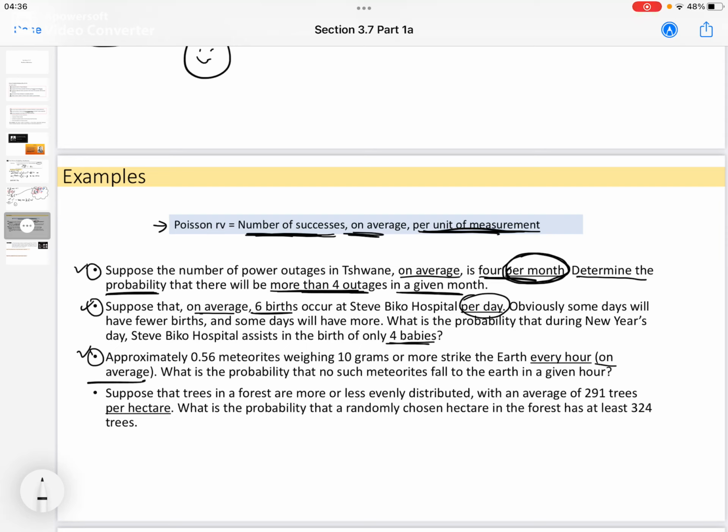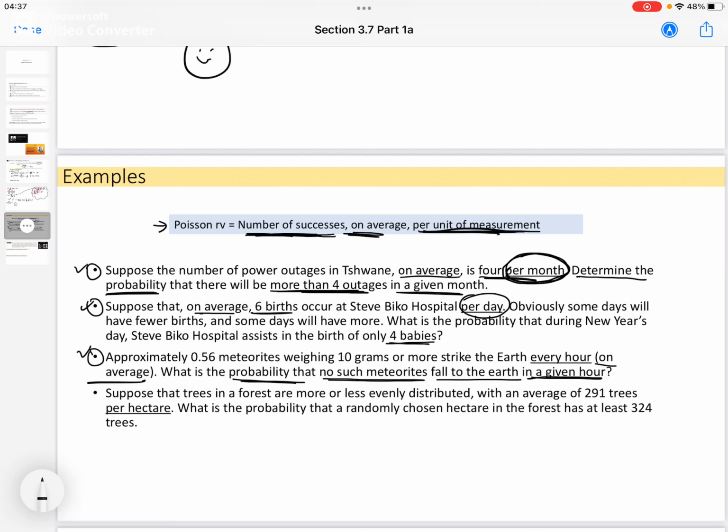Okay, so this is information that we can assume: on average we have 0.56 meteorites weighing 10 grams that strike Earth every 24 hours. Now we will use the Poisson probability distribution to calculate the probability that no such meteorites will fall to Earth in any given hour, if it is assumed that on average we have 0.56 meteorites.